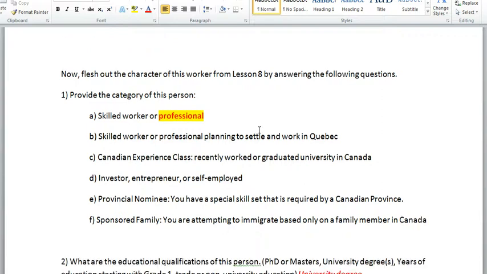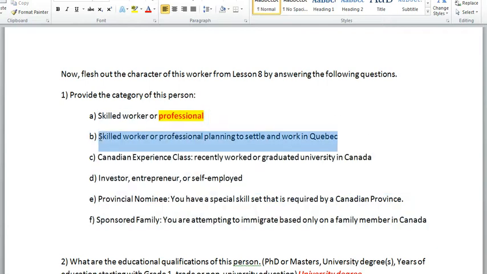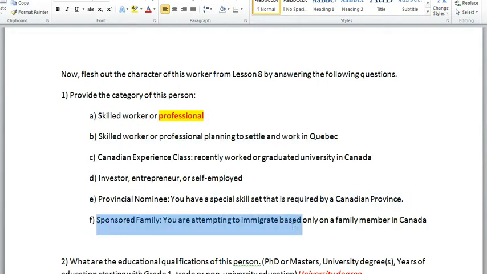So which category does this person belong to? There's a bunch of categories here. Your character might fall into a couple of categories. Pick the one that you think suits them the best. Okay, so perhaps it's someone whose job is best suited for Quebec. Perhaps it's someone who's rejoining family. Perhaps it's someone who's an investor or whatever.